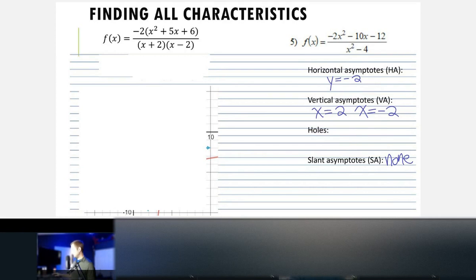So on your test, if you wrote for the VA, y equals 2 and y equals -2, I will mark them wrong, even though you obviously got the numbers right. Y equals is a horizontal line. These are vertical lines, vertical asymptotes. Anyway, now for the holes part. Let's continue to factor this. So how do you factor x squared plus 5x plus 6? How do we factor that?